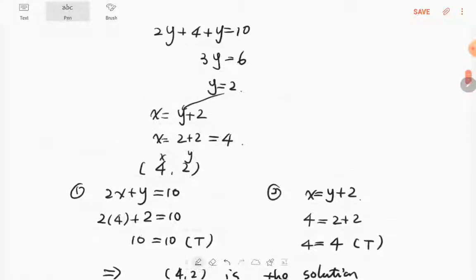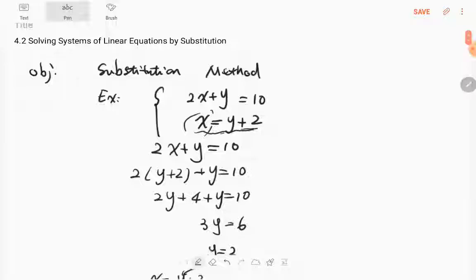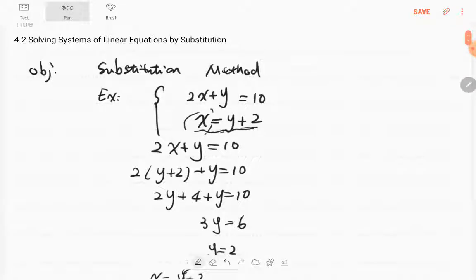So let's check why this one is called the substitution method. Because remember, we use y plus 2 to substitute x. So the first step, we need to solve for one variable. In this case, we solve for x because we already have x is equal to y plus 2. Then we use this y plus 2, go back to another equation, and substitute x by using y plus 2.